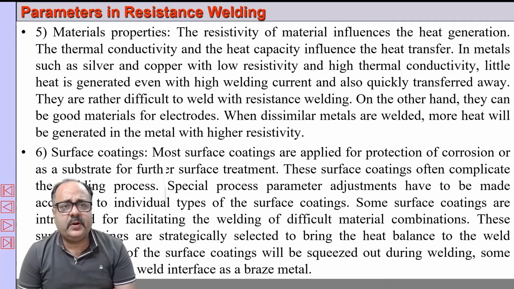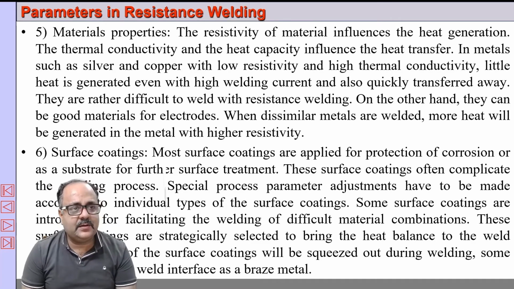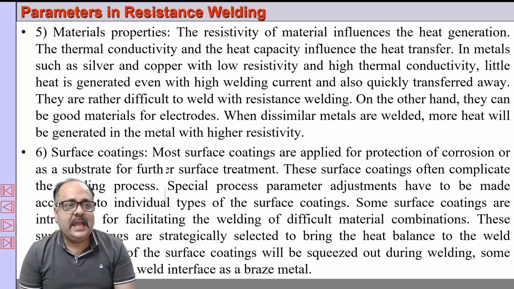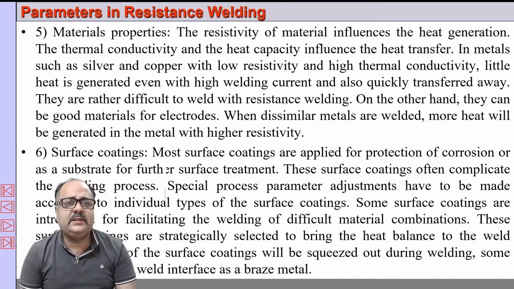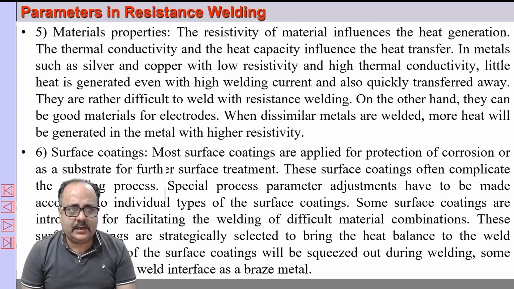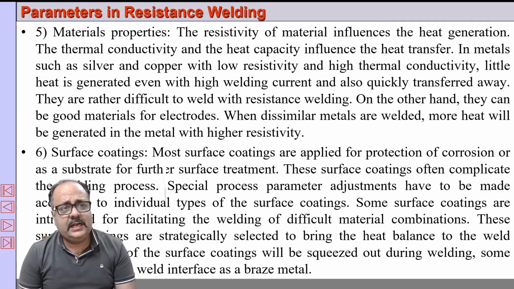Okay, the material properties are very important. If the material you are joining has high thermal conductivity and low resistivity, then that creates a problem. Materials like silver and copper are difficult to weld by this process. These are ideally very good electrode materials, but they are difficult to weld by the resistance welding method because they quickly dissipate the heat, and the resistance is also low, so the heat generated will also be low.